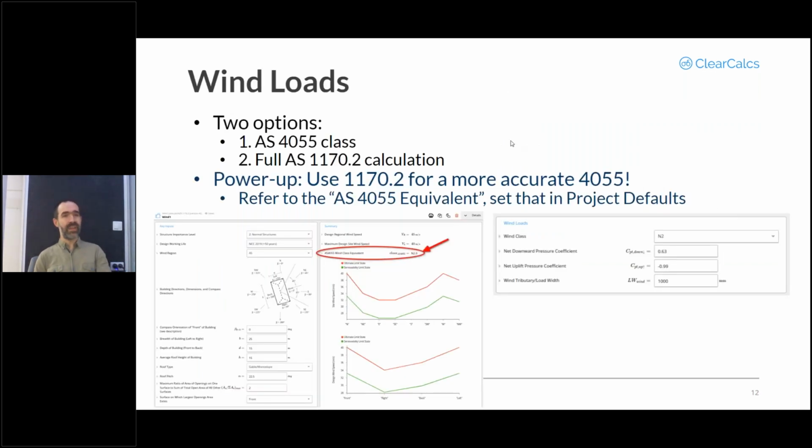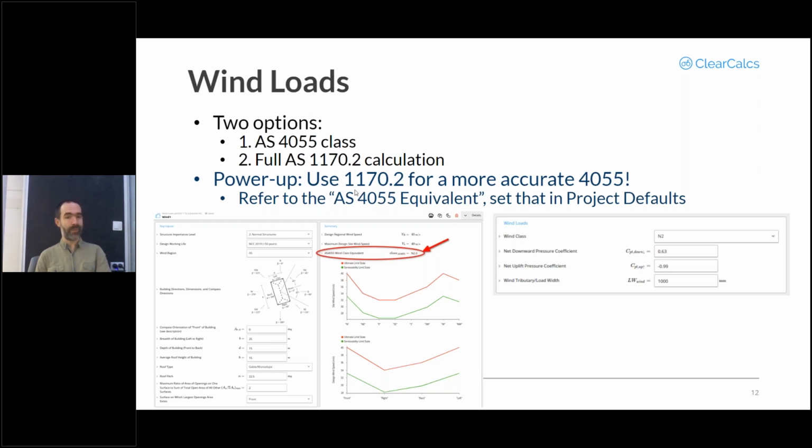Now, wind loads, we give you a couple of options in ClearCalcs. So you can set the AS4055 class in project defaults if you know it right off the bat. Some of you are designing in one area constantly. That's just always going to be the same wind class. You can just set that in project defaults, and that will be set throughout your project. But if you want to do a more accurate calculation, you can also use our 1170.2 calculator, which will be updated shortly to the newest revision of 1170.2. We know it's been updated recently.